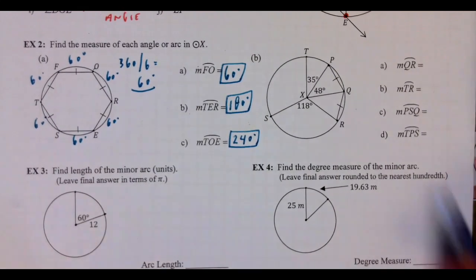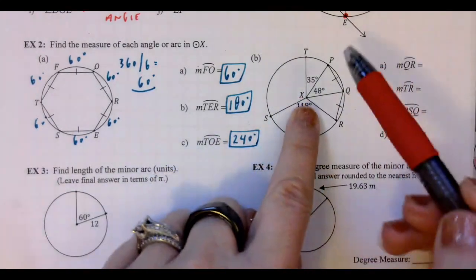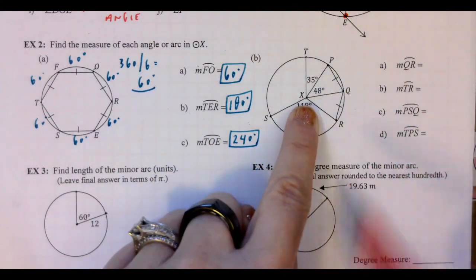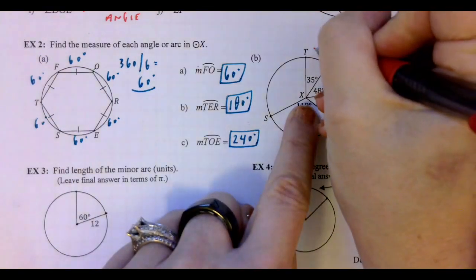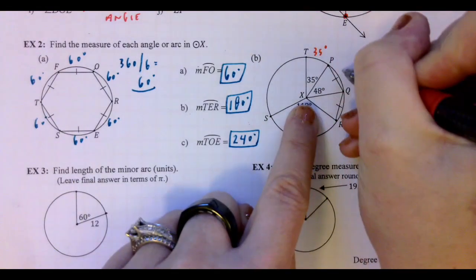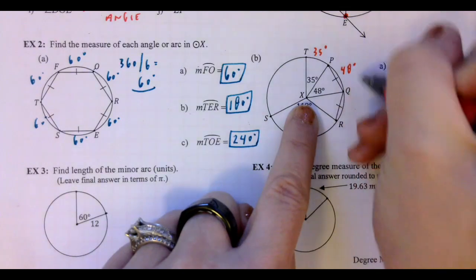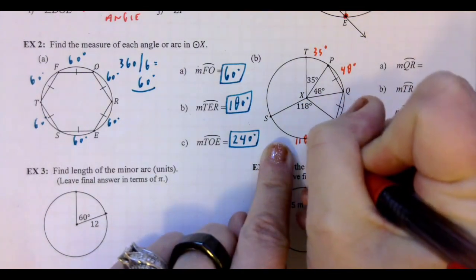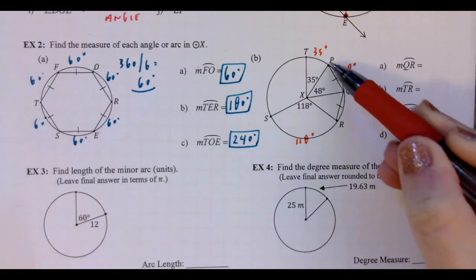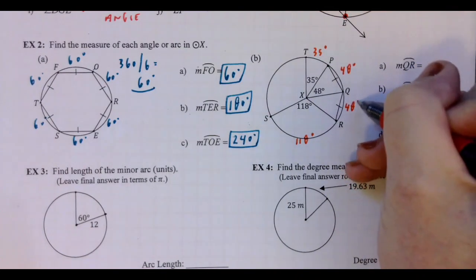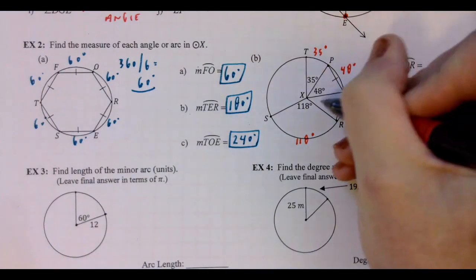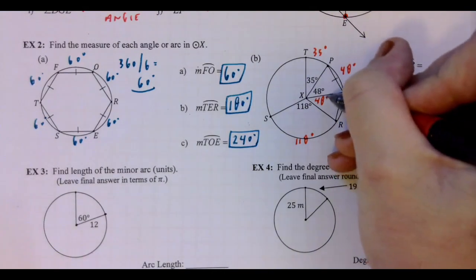All right, so in this one, X is the center. So I have all of these central angles that have measures the same as their intercepted arcs. So this arc must be 35, this one's 48, this one's 118. Now I see that these chords are congruent, so their arcs must be congruent. So I must have a 48 here, which means a 48 here also.